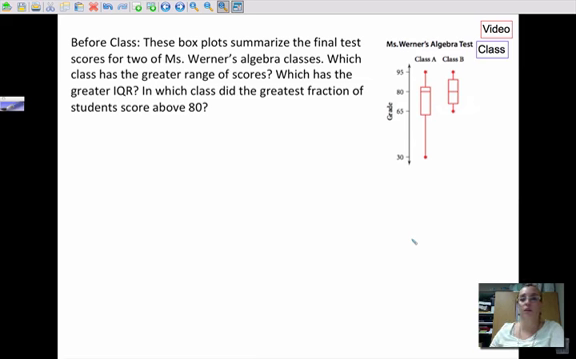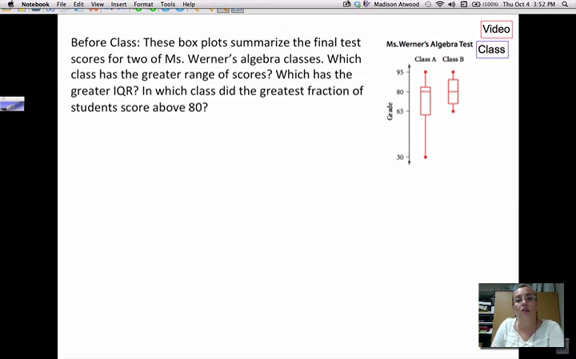So all you have to do before class is I want you to interpret a box plot. We're going to do a lot more practice with this before you get to your test, but we want you to, before class, have a little bit of practice with those box plots. So I want you to just answer these questions about the grades on Mrs. Werner's algebra class between Class A and Class B. Bring that to class with you, and make sure that you ask any questions that you have on the questions form before you come to class.